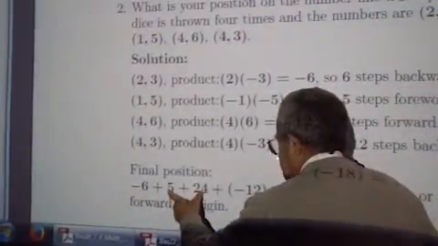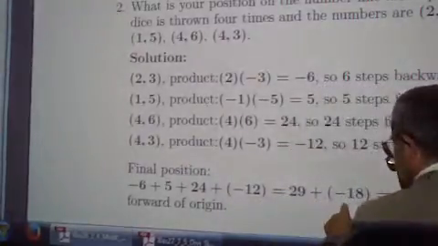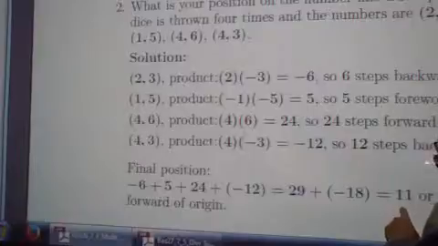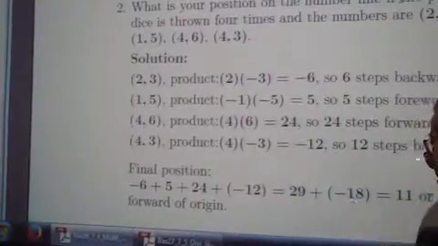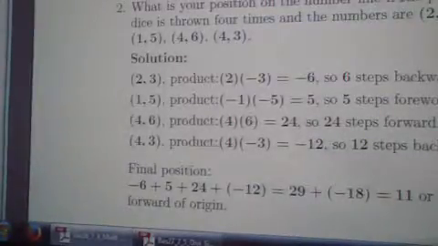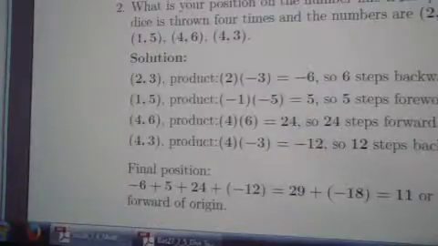This 29, 2 positive numbers. I'm adding the 2 negative numbers. Positive plus negative is, in this case, a positive number, because you have $29 in the bank. You take out only $18, you still have something in the bank. You have $11 in the bank. So you are at 11 steps forward of where you started out.